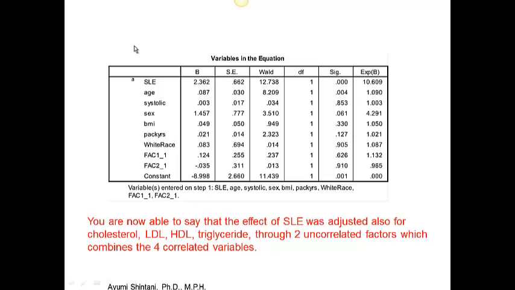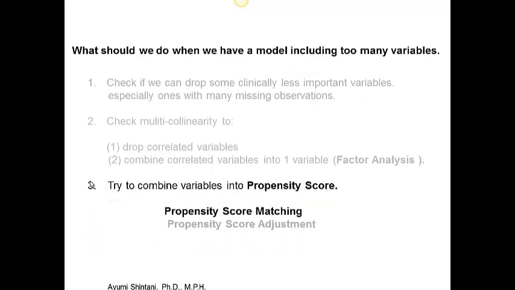Though, as you may have realized, we have 1, 2, 3, 4, 5, 6, 7, 8, 9 variables, and we know we can include only up to 2 variables. So this model is still overfitted. So what should I do? The next solution is, how about trying to combine variables into a propensity score? There is a method where you can collapse all these covariates into one score, and I will explain this in the next video.